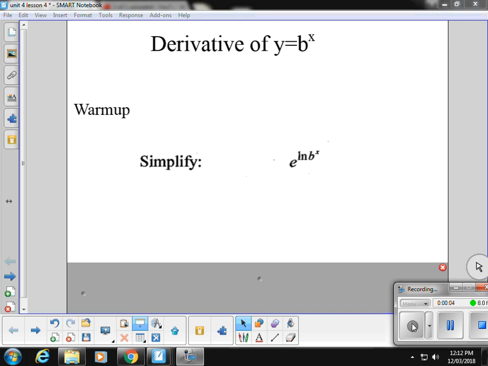Calculus, we're going to be looking at derivatives today of y equals b to the x, where we're going outside of the realm of e to the x, and also log base b of x, where we're going outside of ln. So it's going to be interesting today.